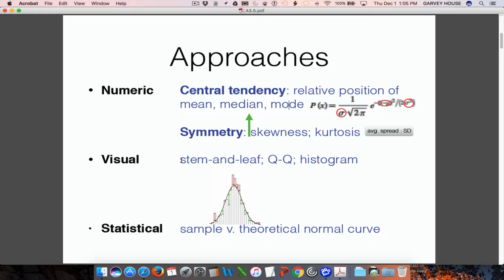The visual approach includes some visual components such as the stem and leaf plot, the QQ plot, and a histogram. And then finally, the statistical approach uses the sample distribution and superimposes a theoretical normal curve. And it's asking the question, to what extent does the sample data fit within a theoretical normal distribution? So we're going to go through an example using these three approaches in a little bit more detail.